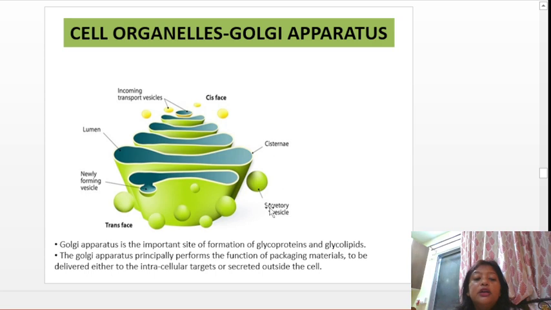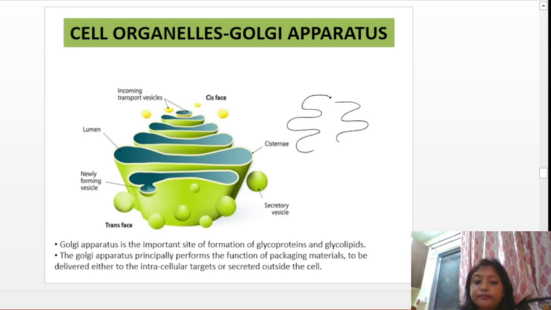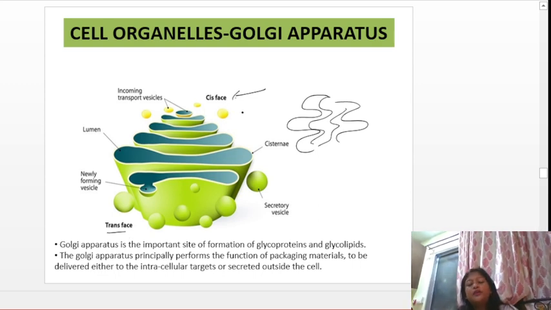Now moving on to the Golgi apparatus. The Golgi apparatus was named after Camillo Golgi, who discovered it. Again, the Golgi apparatus is a sac-like structure like this. Out here, it contains two faces. The trans face is the maturing face, and this face is the forming face.